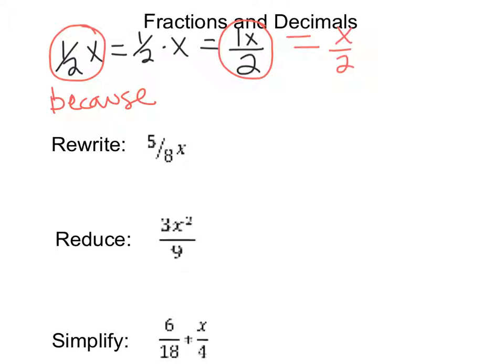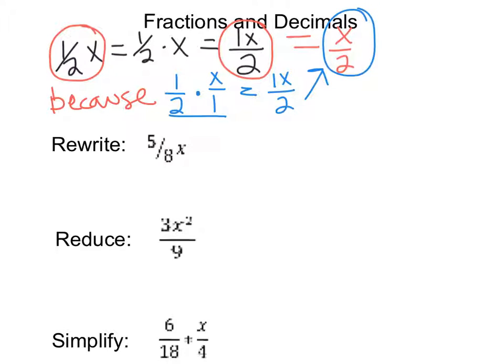And the reason that that's true is because when you have the original problem, this 1/2 x, 1 over 2 multiplied by x, x is the same as saying x over 1. Remember, when you don't have a denominator, it's always over 1. And then, if we're just going to multiply these two fractions together, on top we have 1 times x, which is 1x, and on bottom we have 2 times 1, which is 2. And so that's why you end up with 1x over 2, or just x over 2.